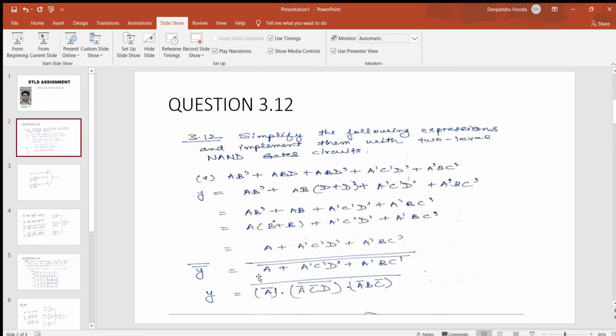So we are using the involution law here. That means (Y')' will always be equal to Y. So we just did the same here. Now if we use De Morgan's theorem, we can convert this expression into this expression. And we now just have to use two-level NAND gates to construct this very circuit. Alright, so let's jump to the circuit part.